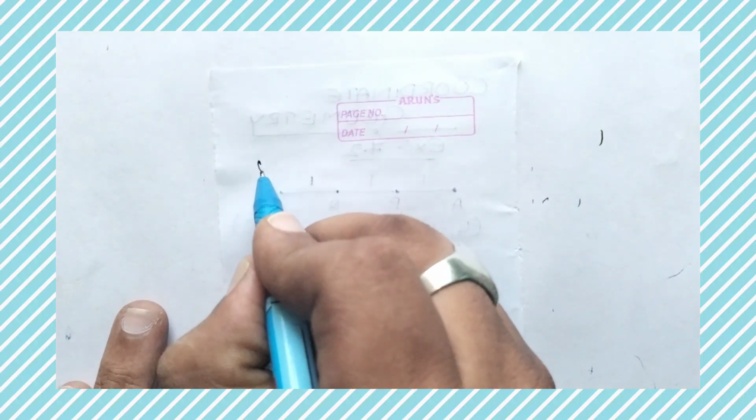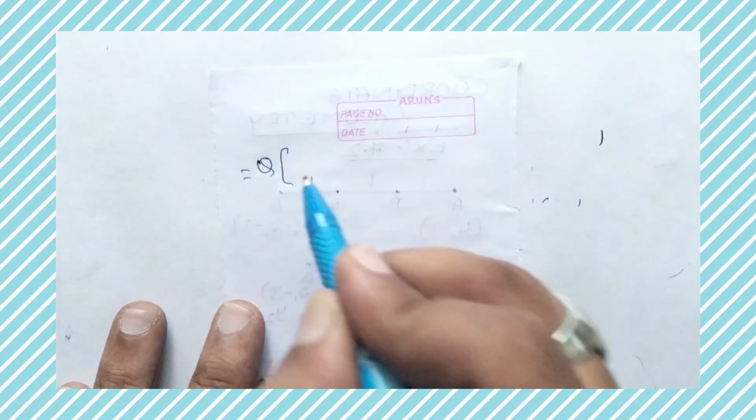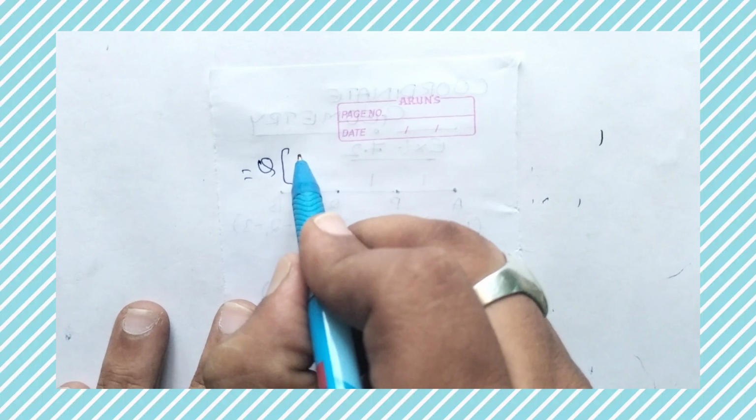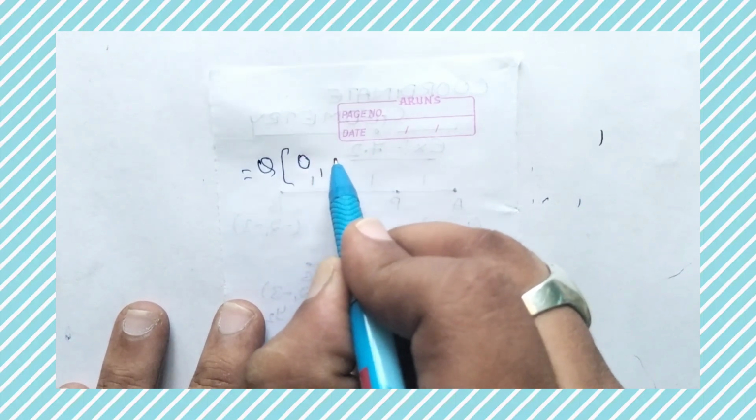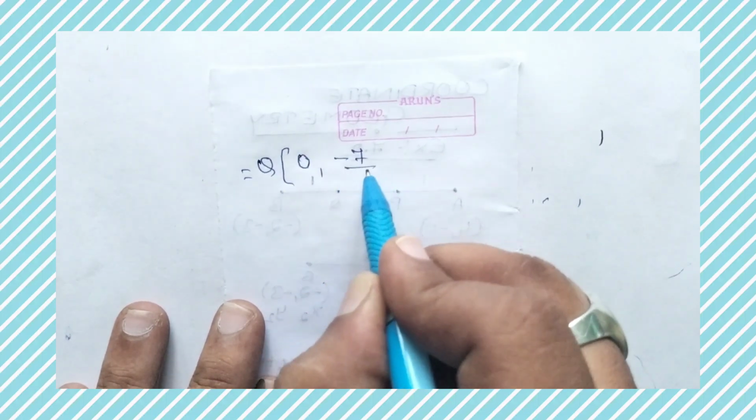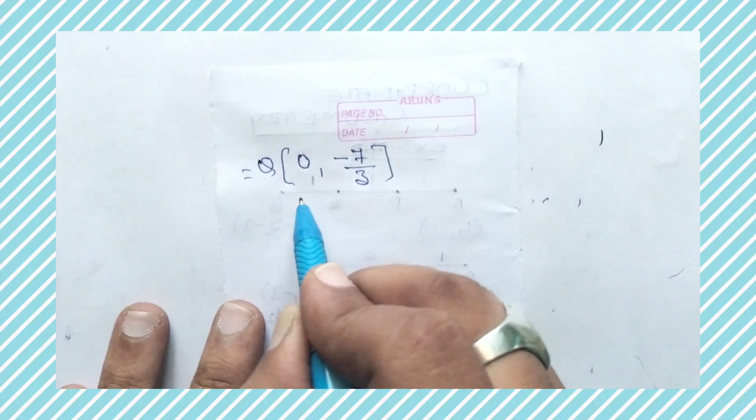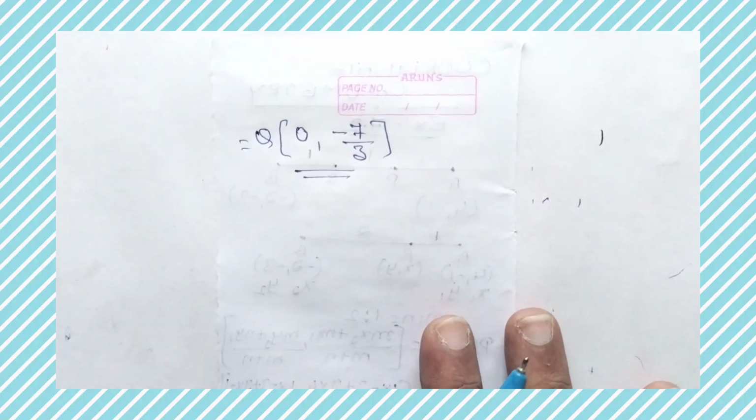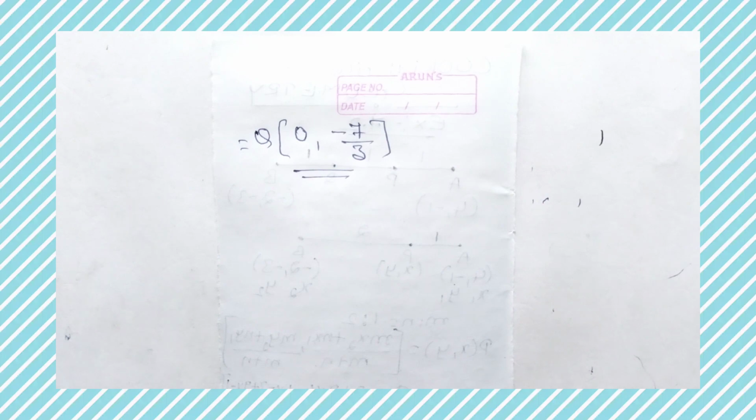So now the coordinates of point Q is, minus 4 plus 4 is 0 comma minus 6 minus 1 is minus 7 divided by 3. So 0 comma minus 7 by 3 are the coordinates of the point Q. So like this we have to solve this question. Now let us move to the next question.